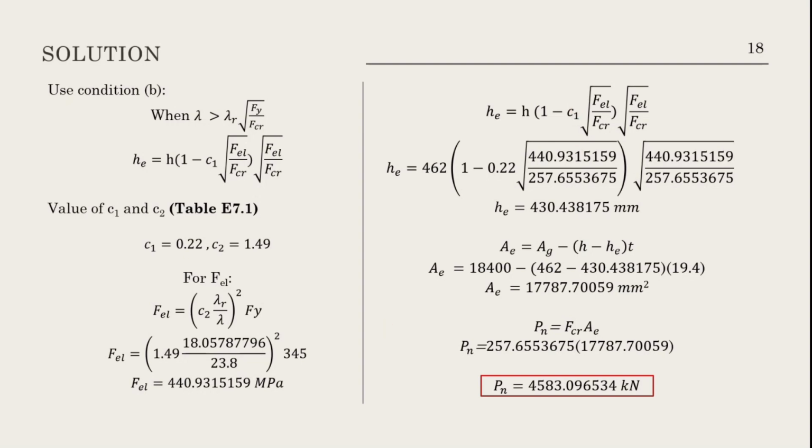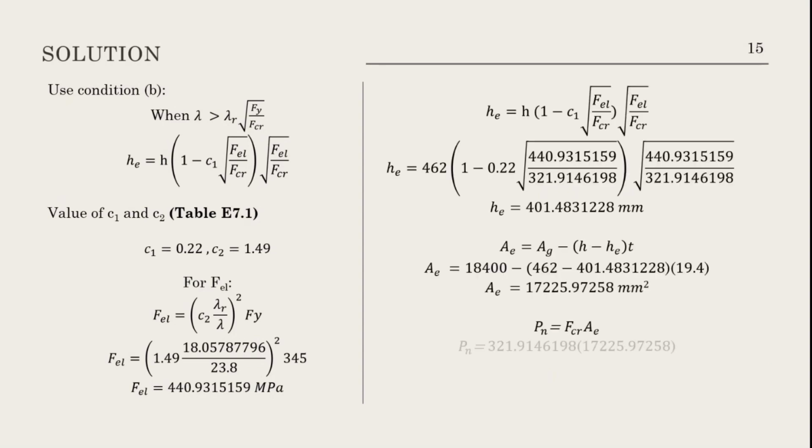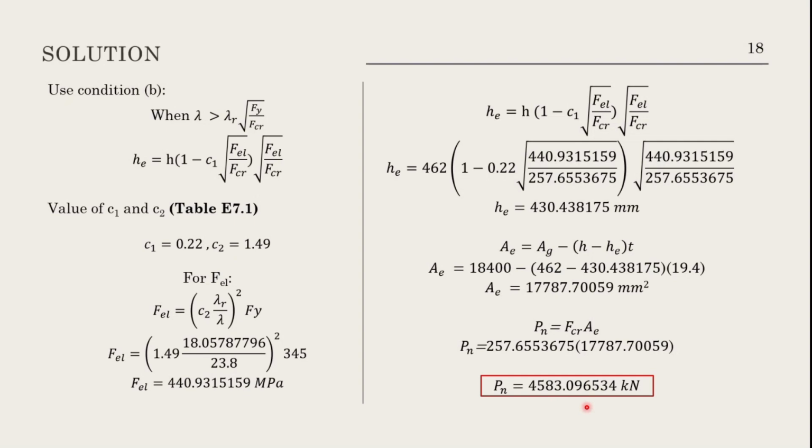Okay? So, as you can see, we have two computed nominal strengths. But of course, we cannot have two answers. So we will only choose the smaller value between the two. For flexural buckling, the Pn we computed is 5545, which is higher. So the value we got for flexural torsional buckling is lower. Therefore, this value governs for the nominal compressive strength. Okay?